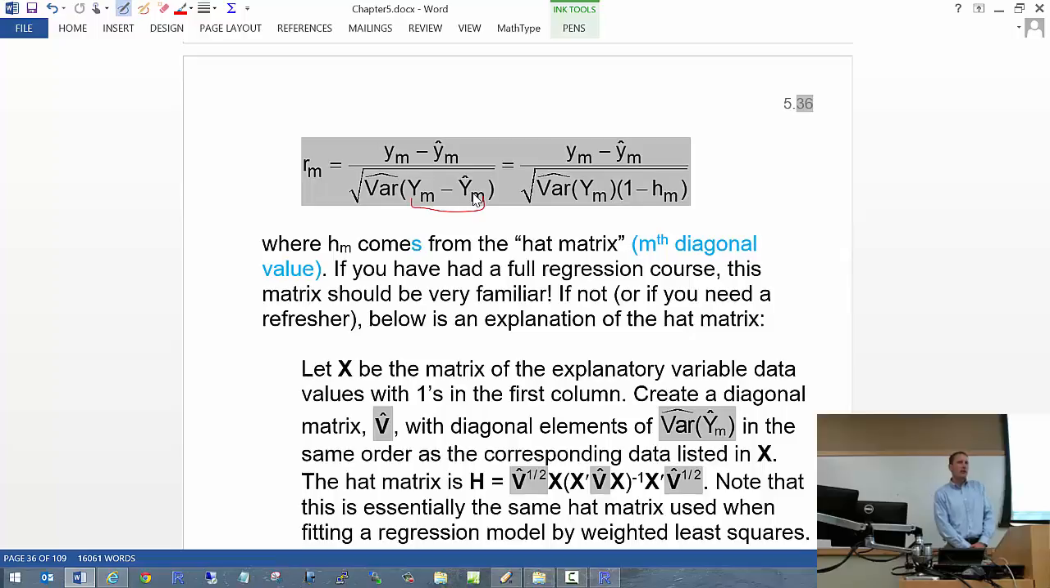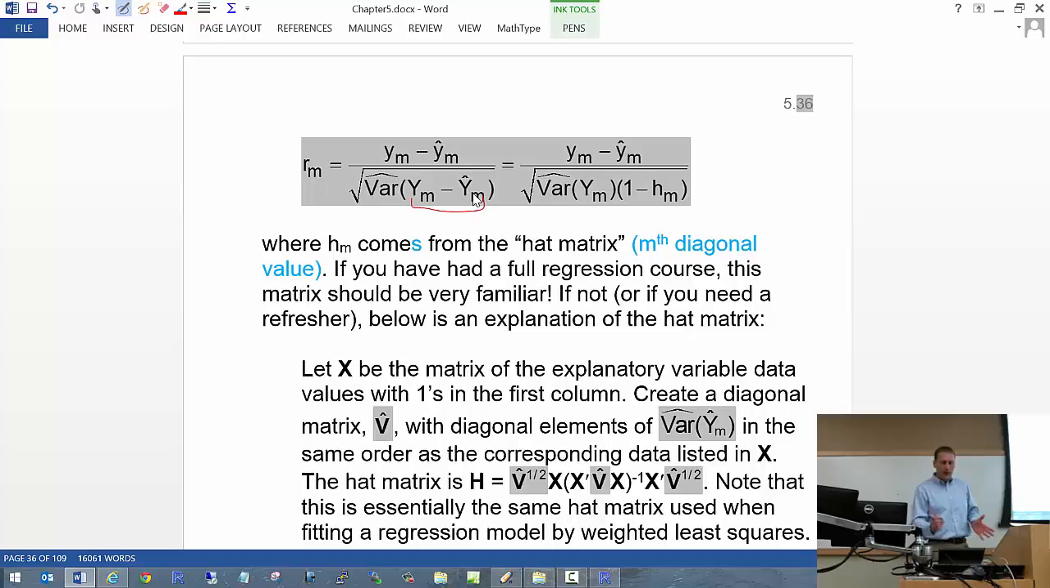I would anticipate that there's probably a few of you who have not seen what a hat matrix is. A lot of you have. If you take a full semester of regression analysis, or if you take like Stat 970 or 971, you will see what a hat matrix is.